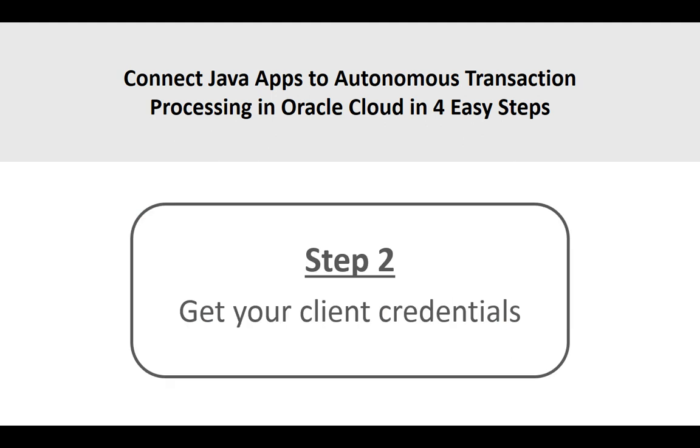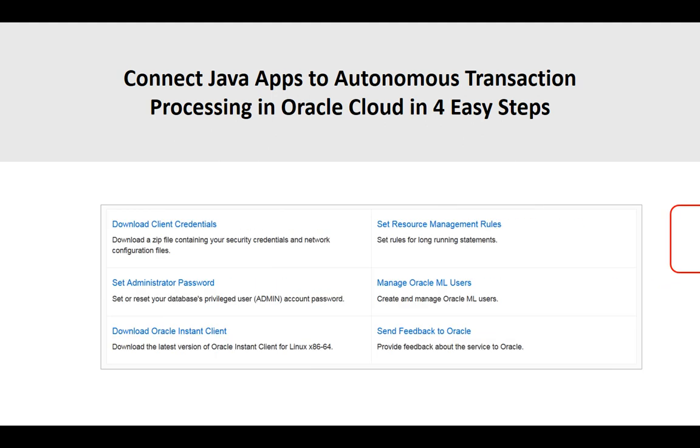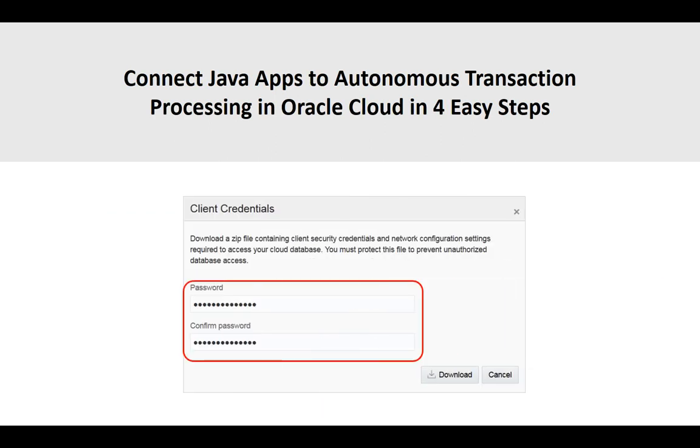Second, get your credentials. In the Service Console UI for your database instance, make sure that client connections have been enabled. Then, click on the button to download a client credentials zip file. You will be asked to enter a password as part of the download because certain contents of the zip file are encrypted. Note, you may also see the client credentials referred to as a wallet.